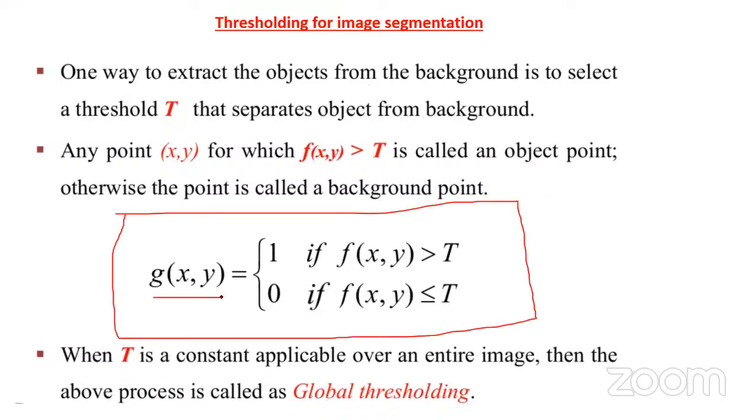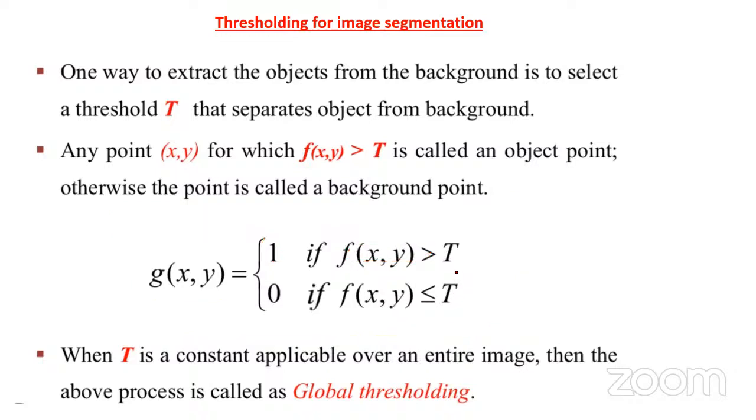The output image g(x,y) equals 1 if the input image pixel value is greater than or equal to T. Otherwise, it is 0, for less than T. So this is the simple image thresholding formula.